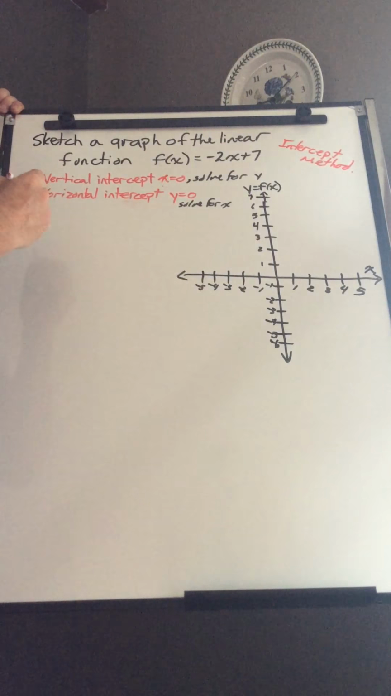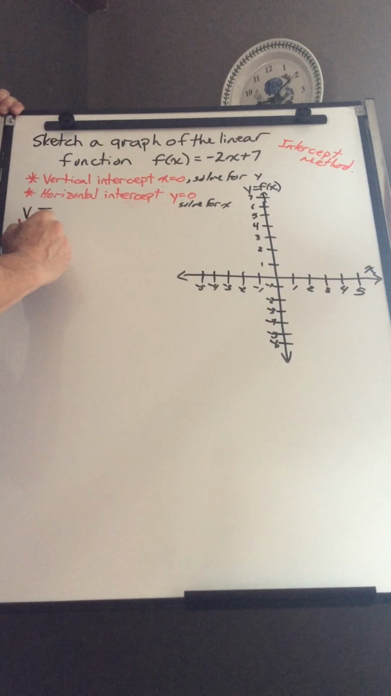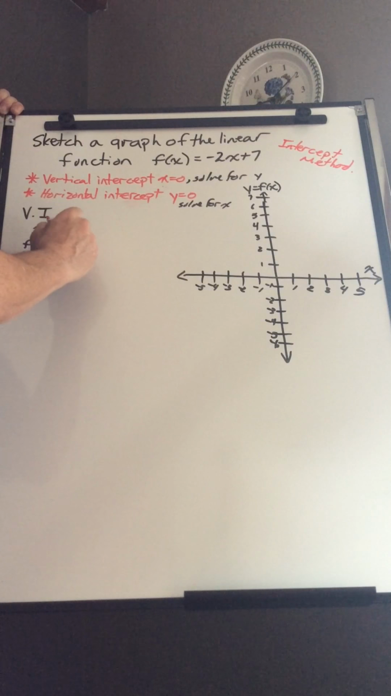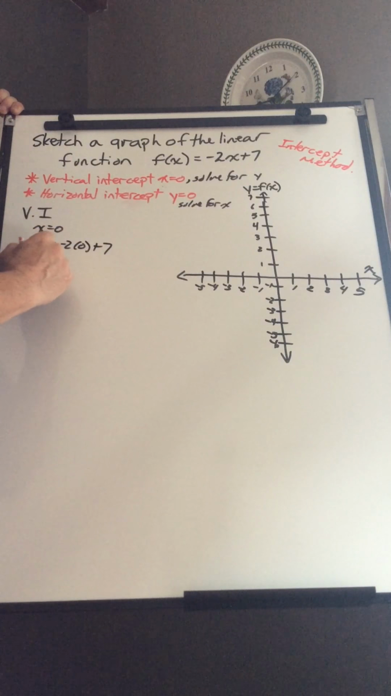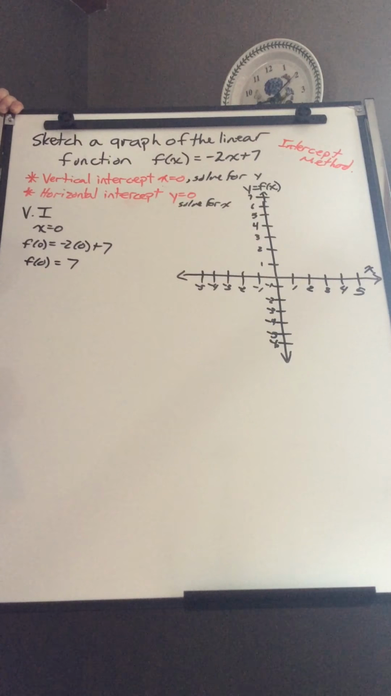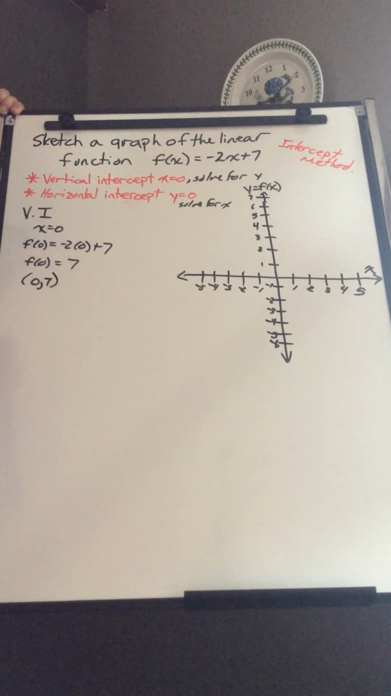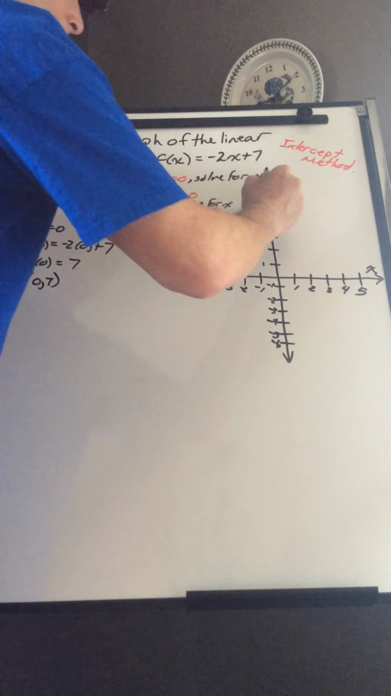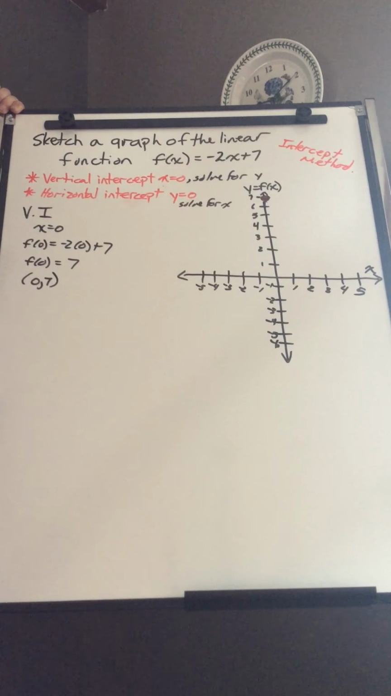It's pretty straightforward. So we'll start with the vertical intercept. We know that x equals 0, so we sub that into the equation. So f of 0 equals negative 2 times 0 plus 7. Well, so f of 0 equals 7. That gives us the ordered pair, the coordinate 0, 7. So that would be right there. Now, that's my vertical intercept.